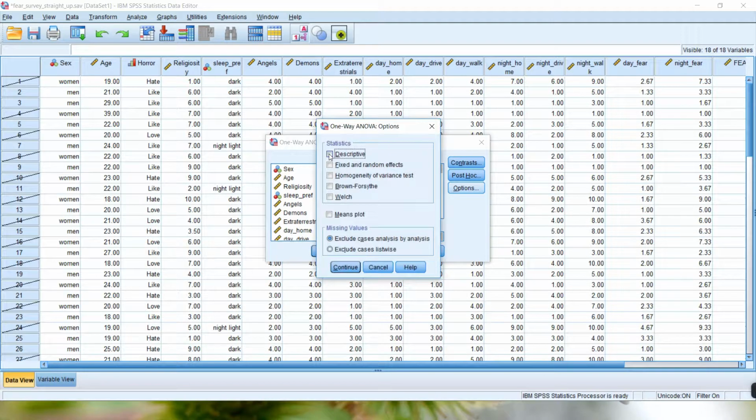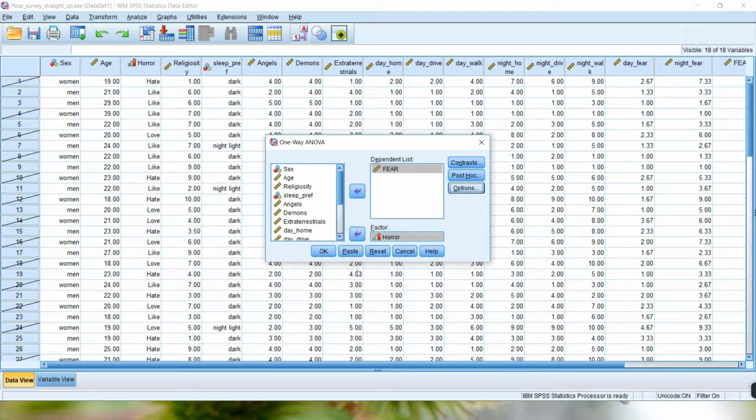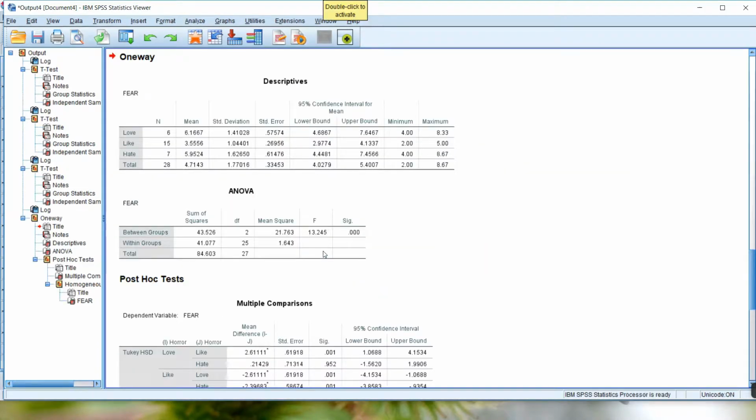Let's click on options. Yes, we are going to want descriptive statistics. Homogeneity of variance we've already looked at, so we're not going to ask for it again. This is fine as it's set up, so just hit continue, and then hit OK. All right, so now we know what the means are for love, like, and hate. Here are the different means, sample sizes, standard deviation, and standard error of the mean.